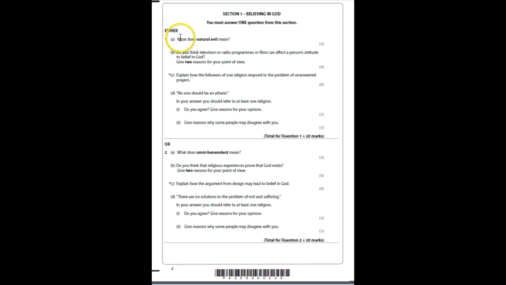You can't think, oh, I know what natural evil is, I'll do that one. Oh, but I also know about religious experiences, so I'll do 1A, I'll do 2B, and actually I know design, so I'll do 2C, and then I'm going to jump back up to 1D. You cannot mix and match. Now, there is a way to help you to remember how not to mix and match.